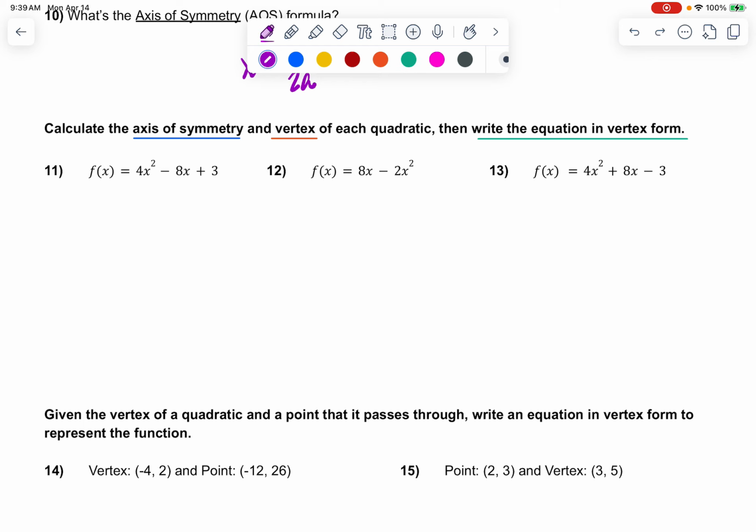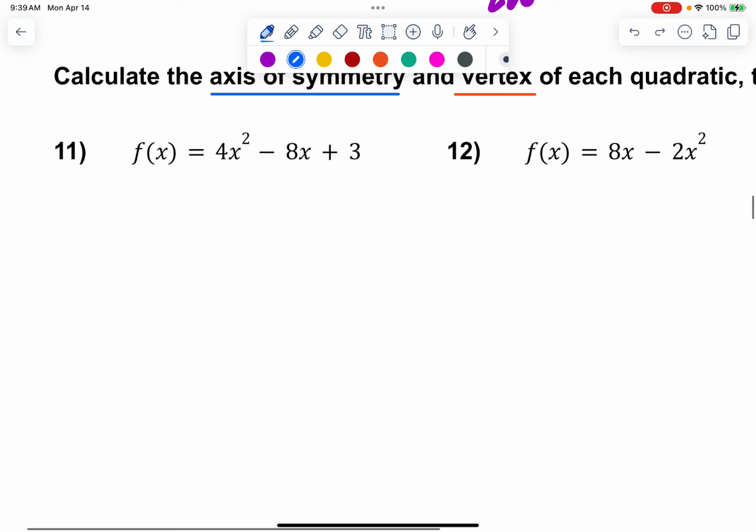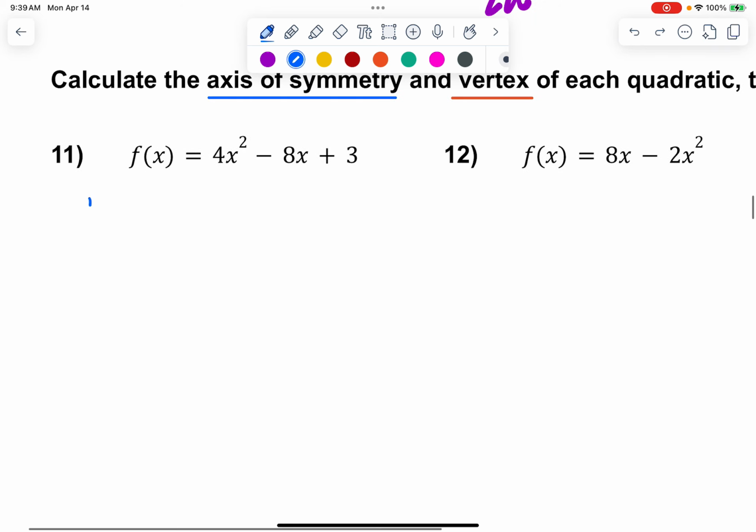So first thing is we need to check to make sure that it's in standard form, right? And it's in nice descending order, right? X squared, then x's, then constants. So this guy's ready to go. So our A value is 4. Our B value is negative 8, and our C value is 3. I'm going to write those down on the side, like we did in class. So the A is 4, the B is negative 8, and the C is positive 3.